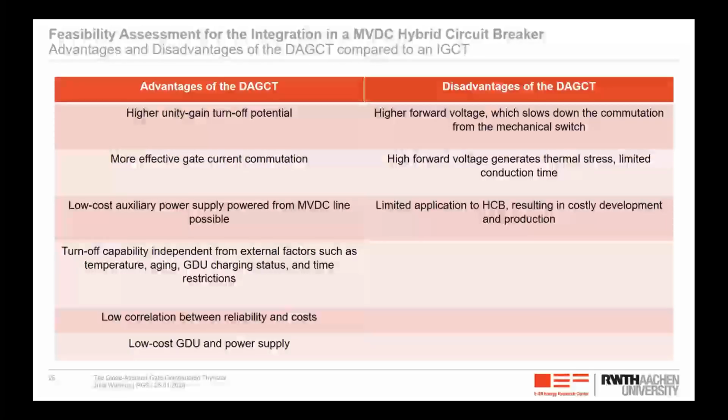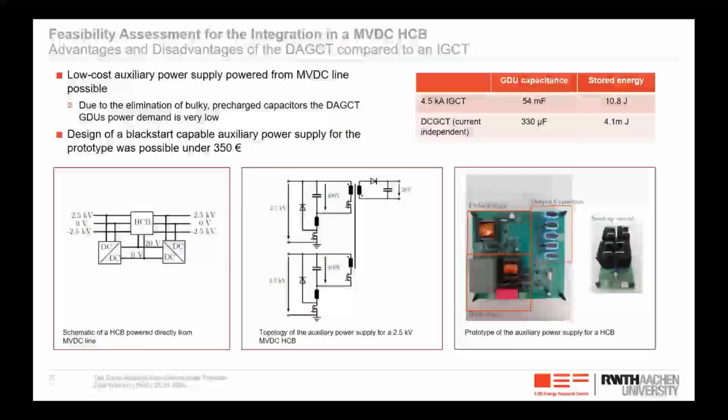When we compare the device to an IGCT, we have, firstly, of course, the higher unity gain turn-off potential and a more effective gate current commutation, which I already talked a lot about. But we also have advantages when we look at the auxiliary power supply, because we want to have a very reliable device that works well in a circuit breaker application. So why do we have advantages?